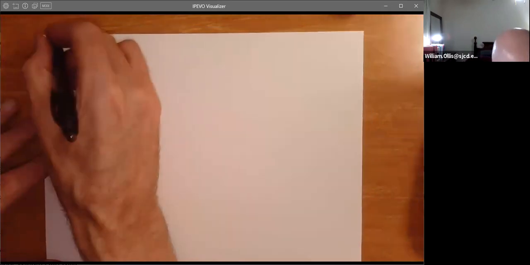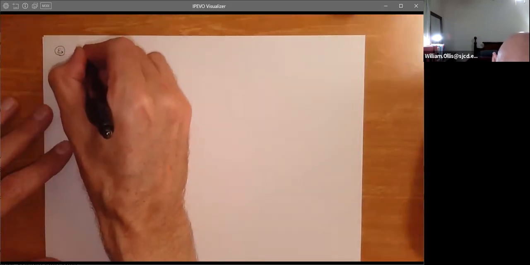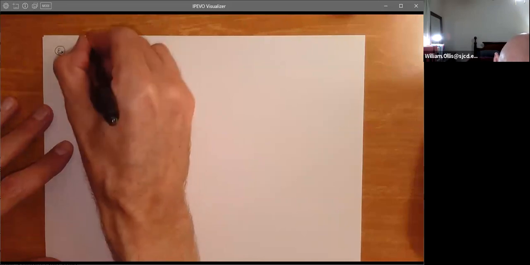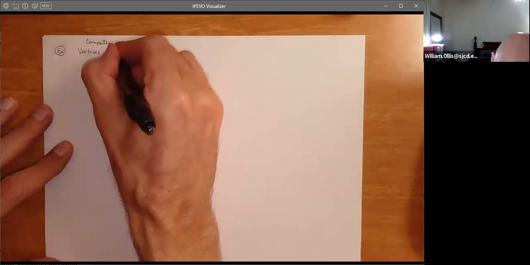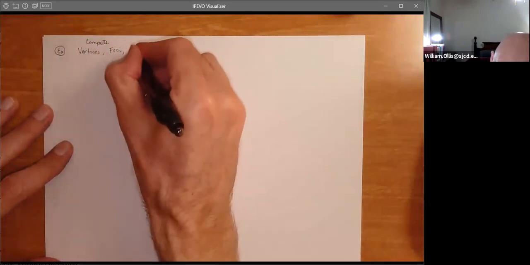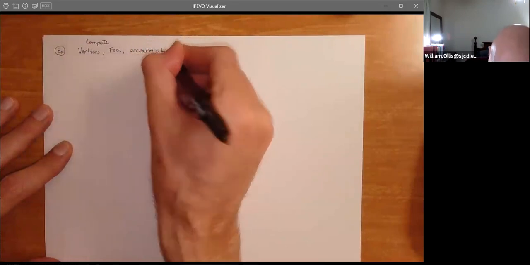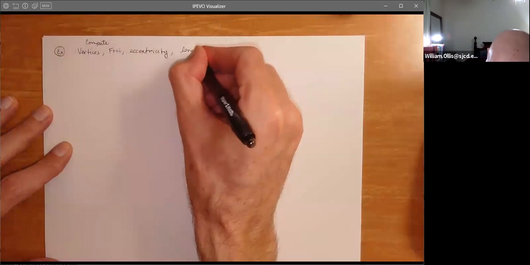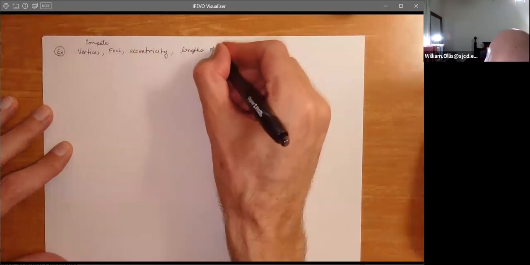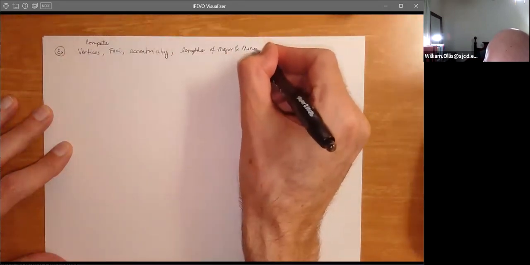So now let's look at an example. So say we want to do the following. Let's say here's an example. We'll just start out with a simple one. We'll compute the vertices, foci, eccentricity, and lengths of major and minor axes.